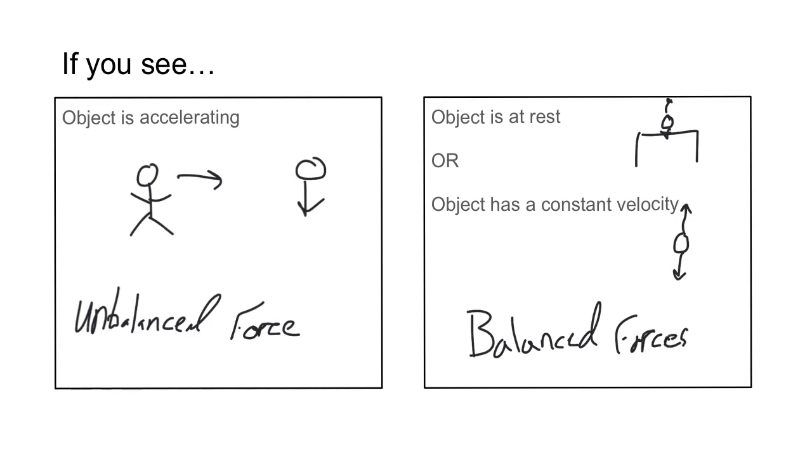Remember, if you see something that has balanced forces acting on it, the forces are equal to each other and they're acting in opposite directions. You can see that the force of air is equal and opposite to the force of gravity in this situation. And so that's how you can tell, based on what you see, whether there are unbalanced forces or balanced forces acting on an object.